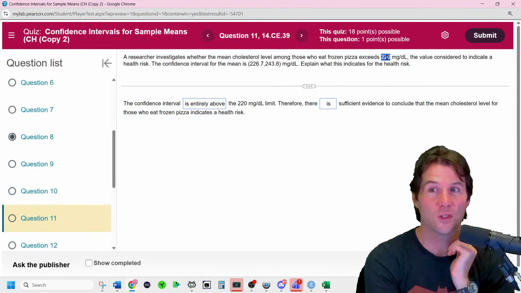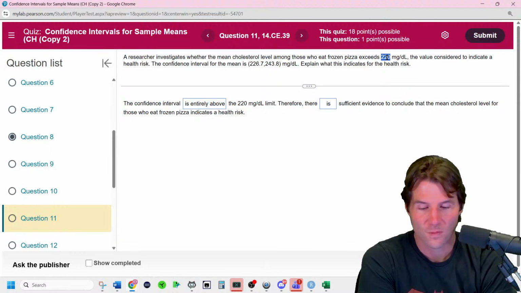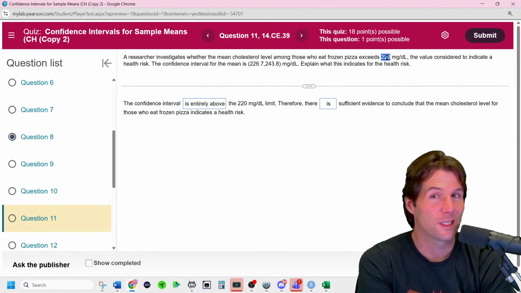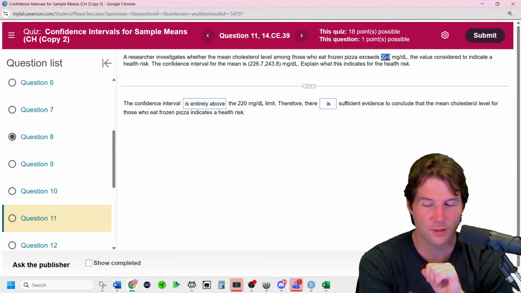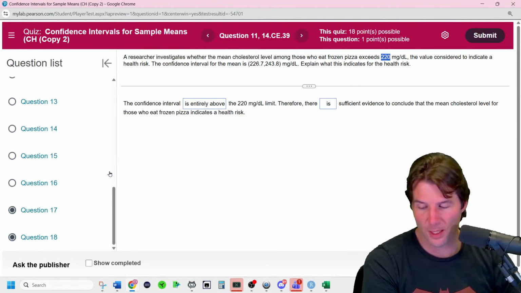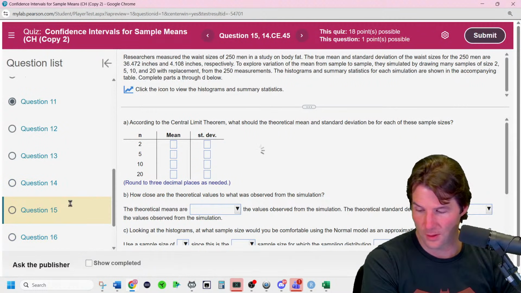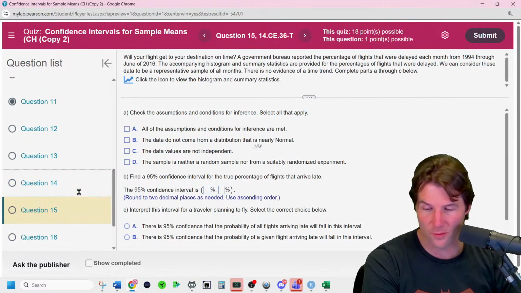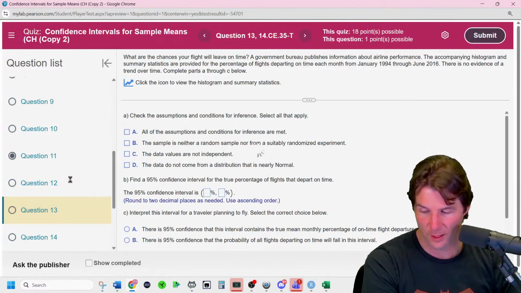Then you do not. If 220 is being tested, you would not reject that, Peyton. The interval contains it, so there is not sufficient evidence to reject it if it's 220 being tested. Does that make sense? So if yours has 220, like Peyton's right there, then do not reject it, because 220 is a plausible value, and we would not reject the value. There is not sufficient evidence to reject 220 at that point.